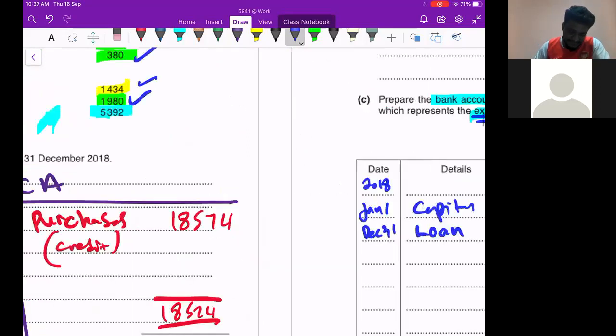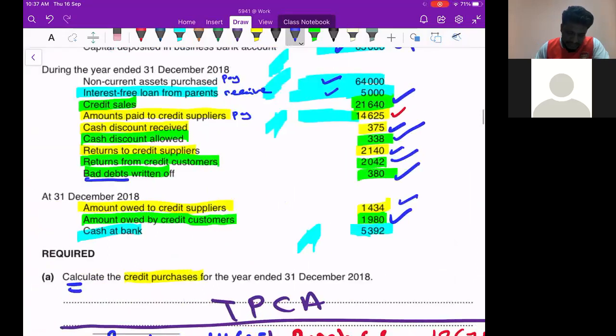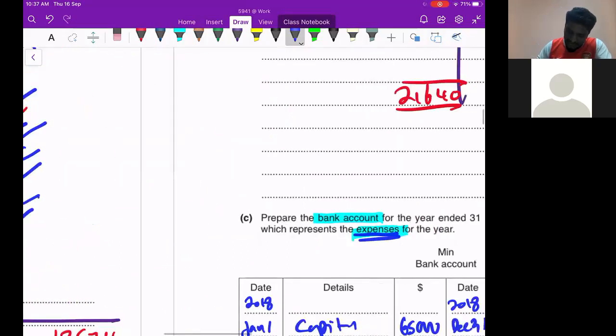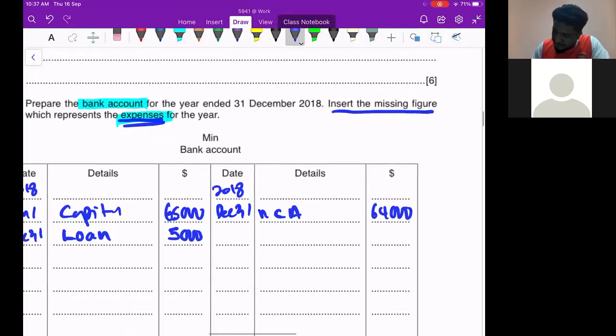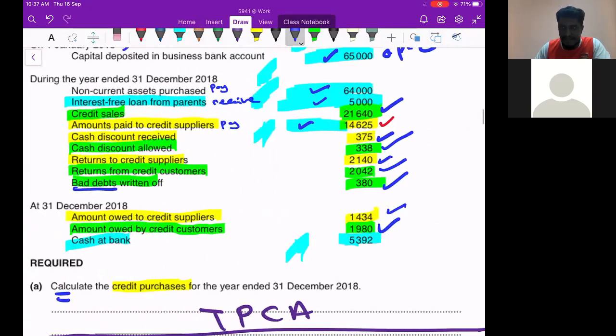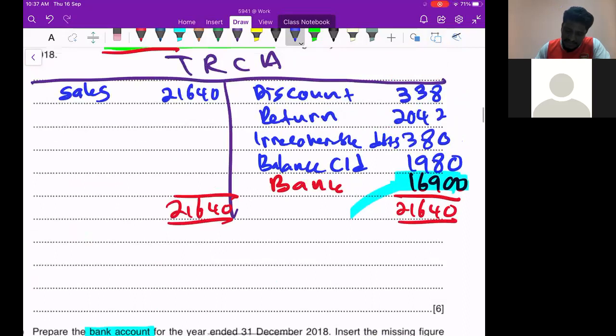After that, amount paid. We pay 14,625 to the credit supplier, so it will be on the credit side since we paid. You can write here trade payable. In the exam, no short form, write trade payable in full. After that, balance c/d. Let me write the money received from the trade receivable first.